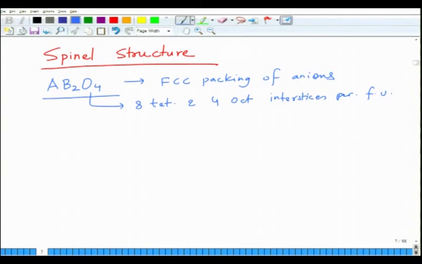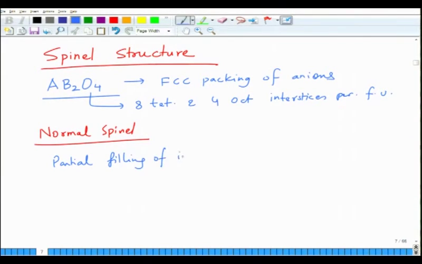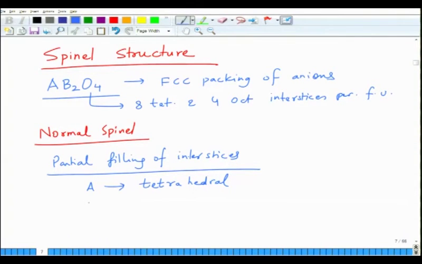So, how do you fill them? Well, there is a variant of spinel which is called normal spinel. In case of normal spinel structure, what you have is basically partial filling of interstices. All the A atoms go to tetrahedral sites and all the B atoms go to octahedral sites.